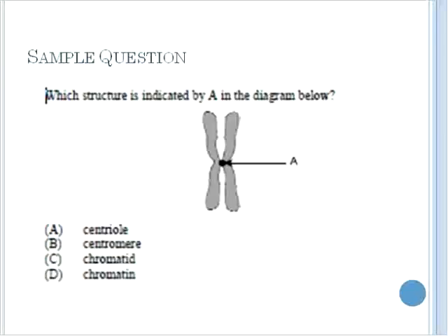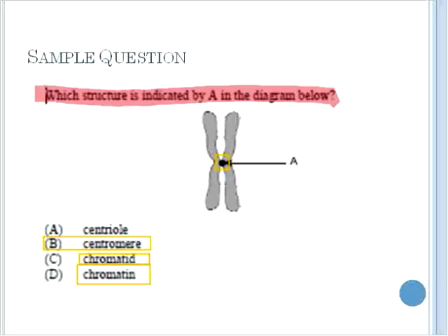To conclude, I present the following questions from previous public examinations. This one reads, which structure is indicated by A in the diagram below? A is referencing the very center that holds the separate single strands together. The correct answer then would be B, centromere. Chromatid and chromatin are genetic material. The centriole is where the aster is attached. The correct answer is indeed B, centromere.